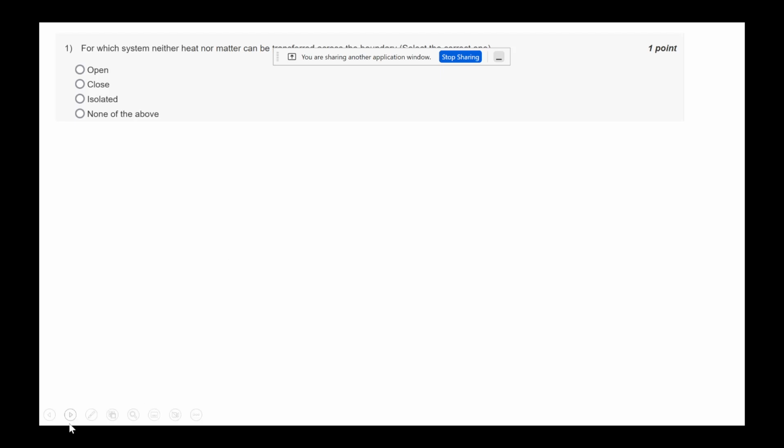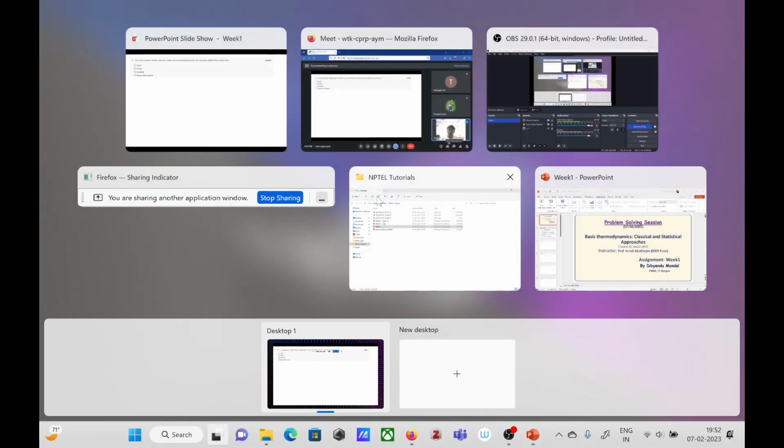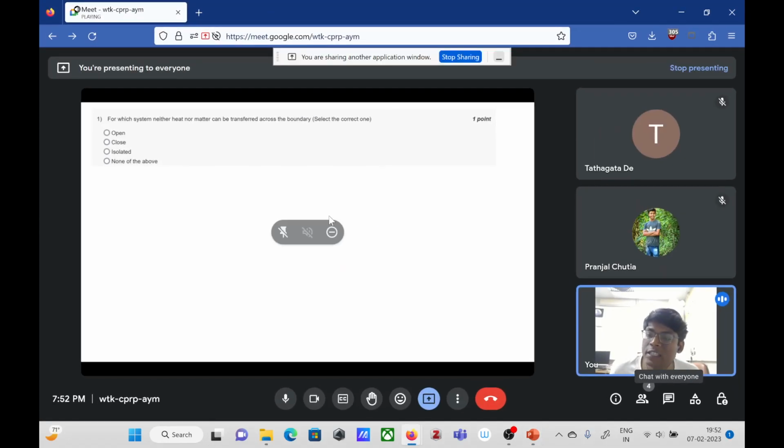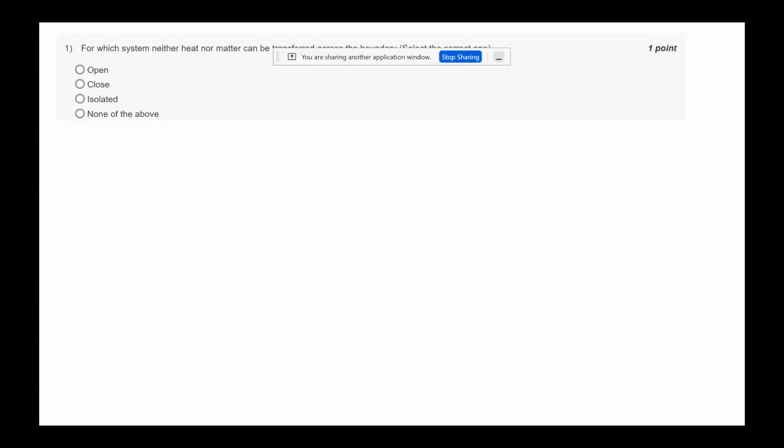Okay, so let's just take this question. This question says that for which system neither heat nor matter can be transferred across the boundary, select the correct one. Any comment, Tathagato? Quick comment. Isolated. Isolated system, right?